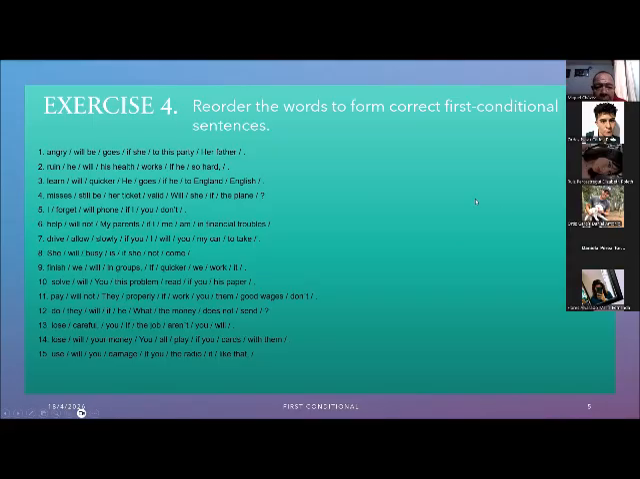Her father will be angry if she goes to this party. Her father will be angry if she goes to this party. Okay, thank you so much, Daniel Antonio. Number 2, please. If he works too hard, he will ruin his health. Yes, thank you so much. Okay, number 3, please.